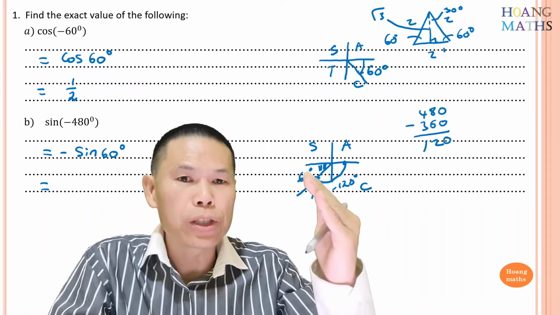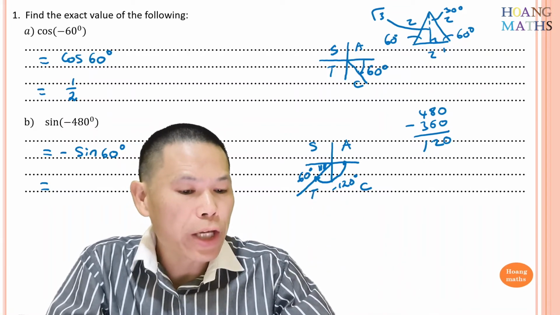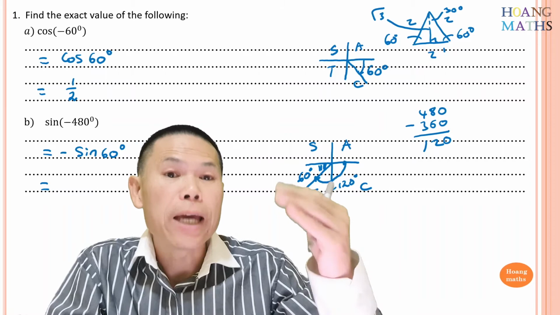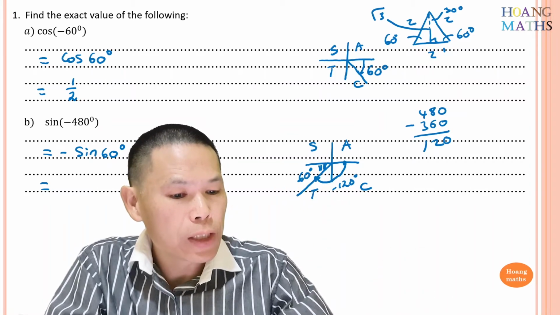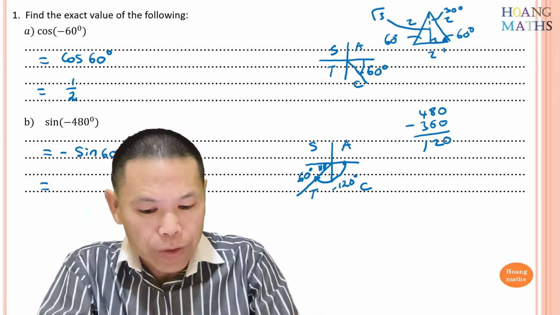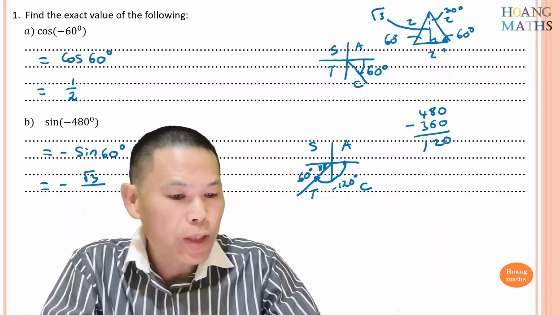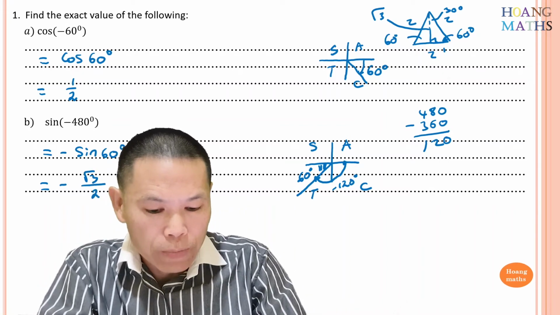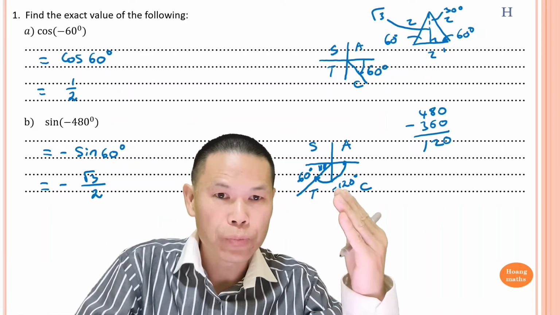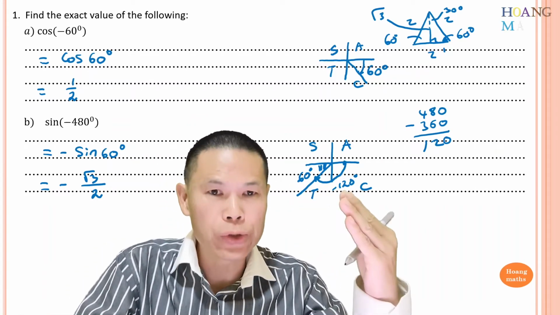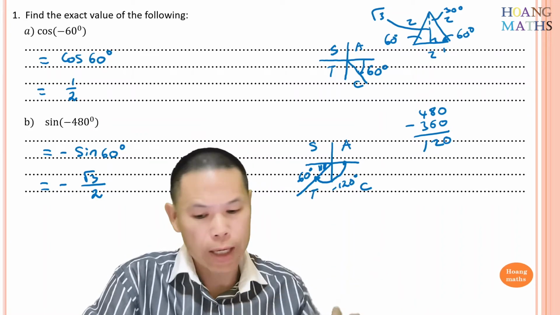Otherwise, we can just use this triangle here. Sine is opposite over hypotenuse. So sine of 60, this 60 degrees here, the opposite is root 3. Let me write negative root 3 over the hypotenuse, which is 2. So negative root 3 over 2. Otherwise, you can just use a calculator as well.